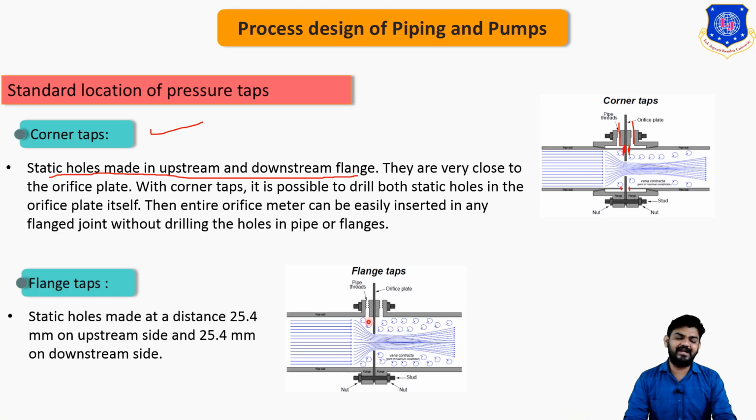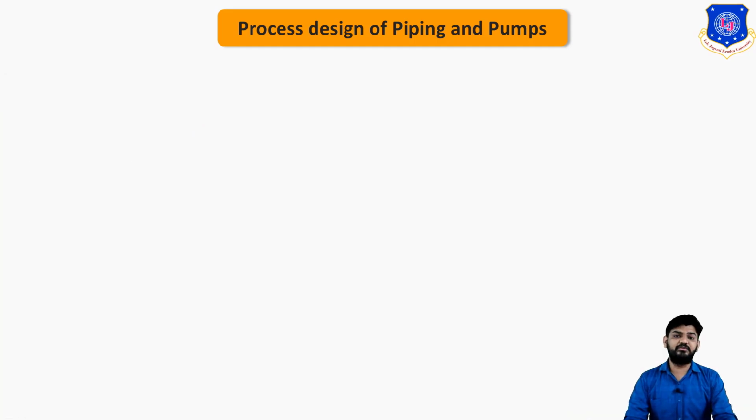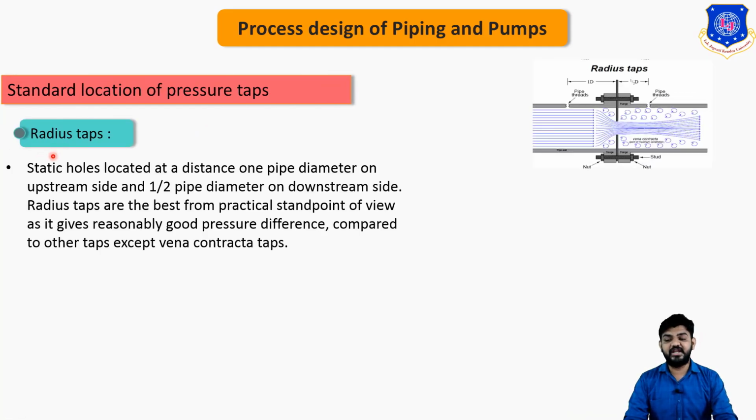So we are providing one hole at the 1 inch distance on the upstream side and on the downstream side as well, right? So that we can measure the pressure drop. So these are the two basic taps that are being used to measure the pressure drop. Now the fourth one is the radius taps.